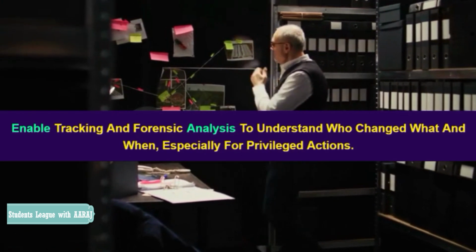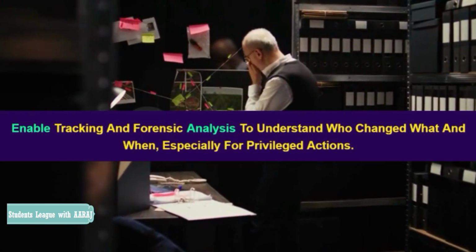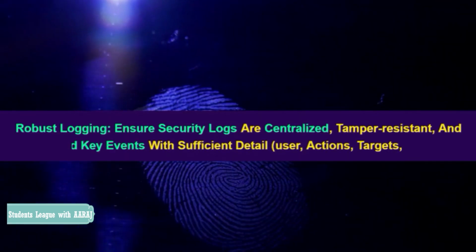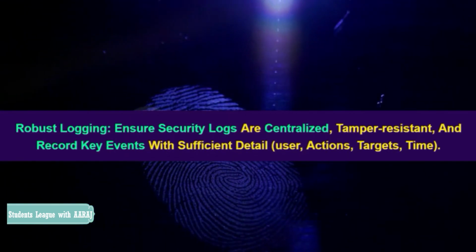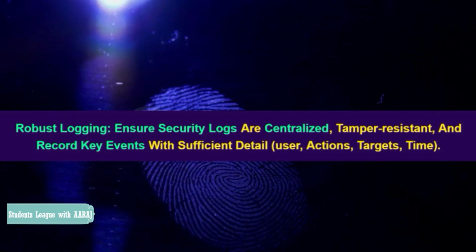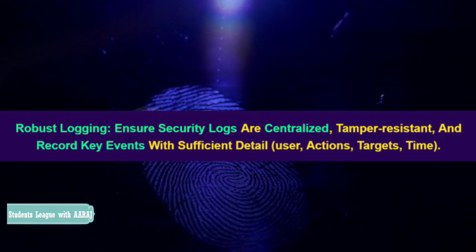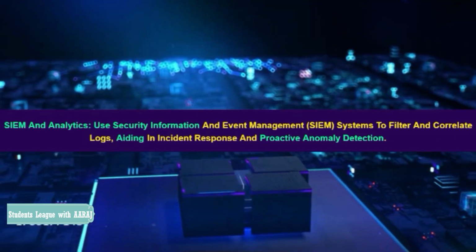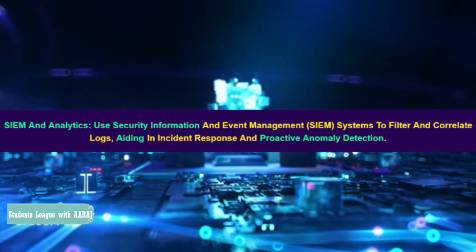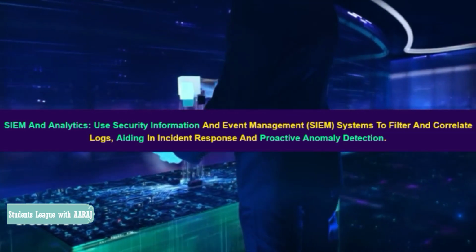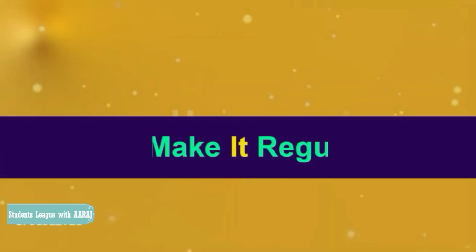5. Make individual actions traceable. Enable tracking and forensic analysis to understand who changed what and when, especially for privileged actions. Robust logging. Ensure security logs are centralized, tamper-resistant, and record key events with sufficient detail: user, actions, targets, time. SIEM and analytics. Use security information and event management (SIEM) systems to filter and correlate logs, aiding in incident response and proactive anomaly detection.